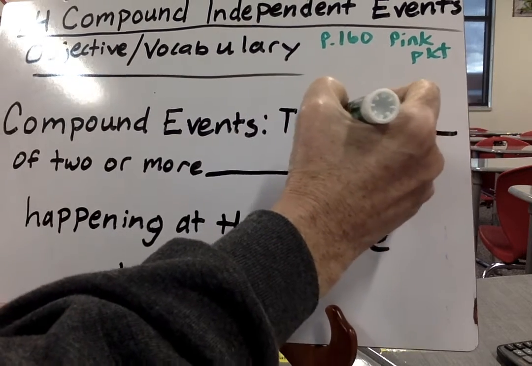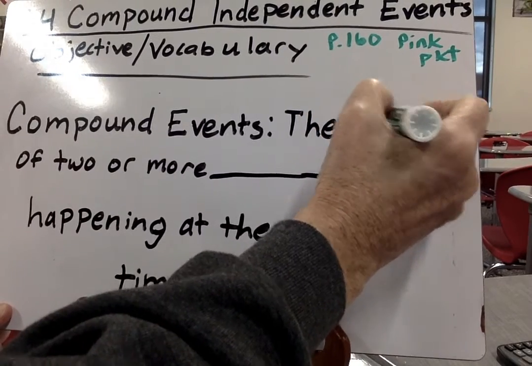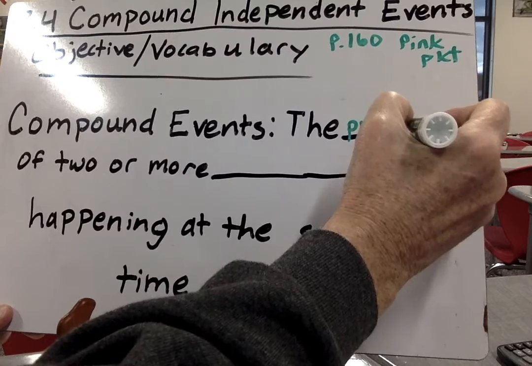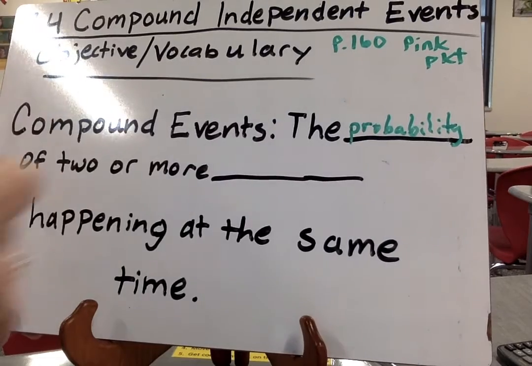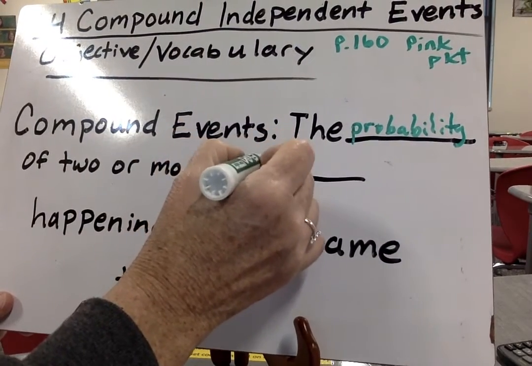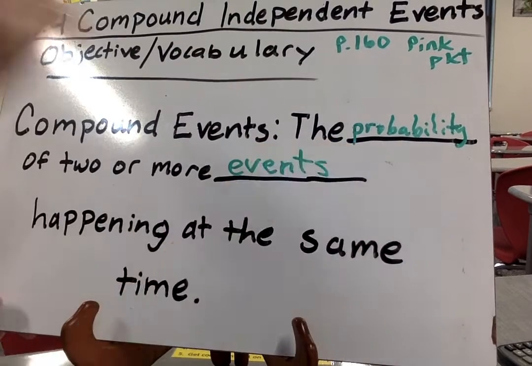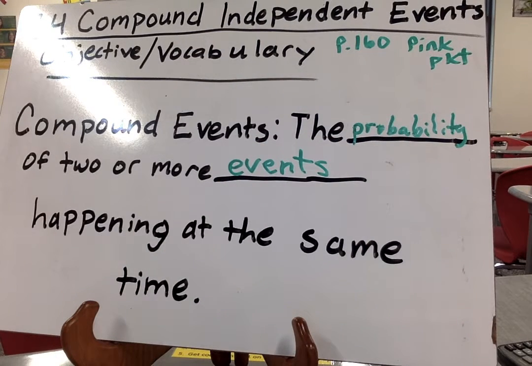So it's the probability of two or more events happening at the same time. Compound independent events: two or more events in which one event in no way affects what happens in the other. Compound dependent events: two events in which the outcome of one affects the outcome of the other. And here is the shortcut to finding the probability of a compound event.